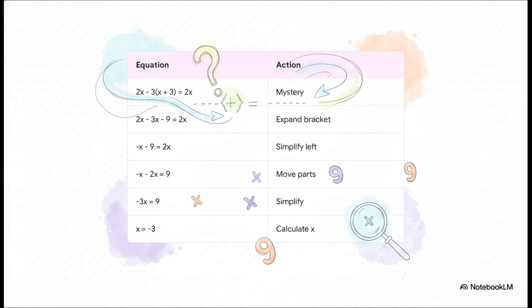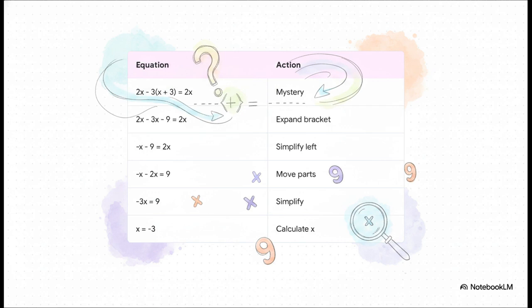Our mystery is 2x minus 3 times the quantity x plus 3 equals 2x. Okay, step 1, we expand. We multiply that minus 3 into the bracket. Minus 3 times x is minus 3x, and minus 3 times a positive 3 is minus 9. So our left side simplifies to minus x minus 9. Now look at step 2. This is the crucial move.